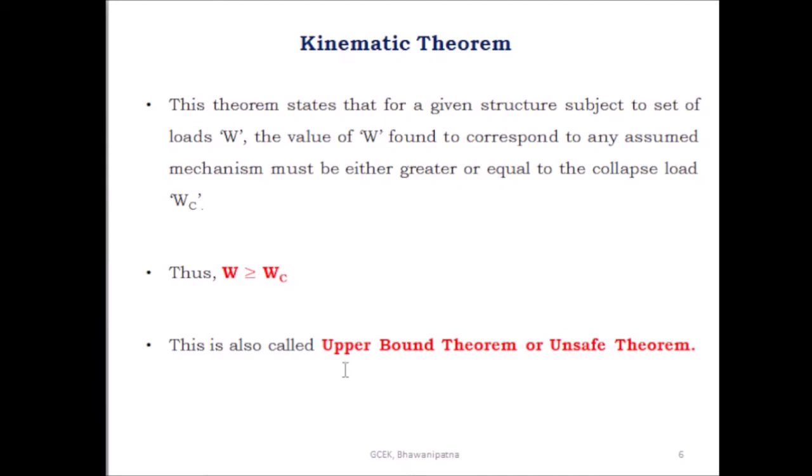According to the upper bound theorem, the load that produces a distribution in conformity with the equilibrium and mechanism conditions is greater than or equal to the true collapse load of the structure.